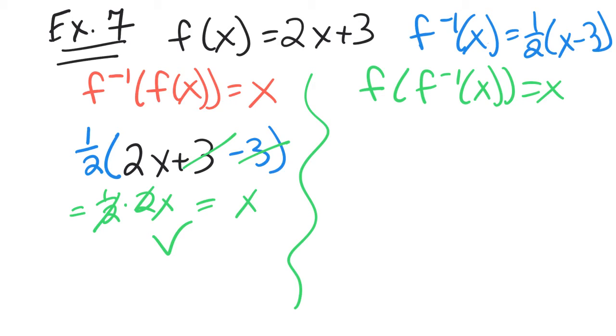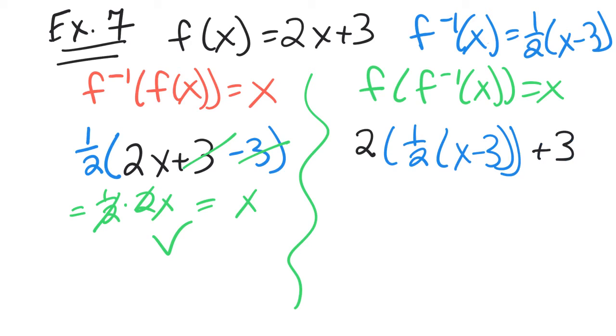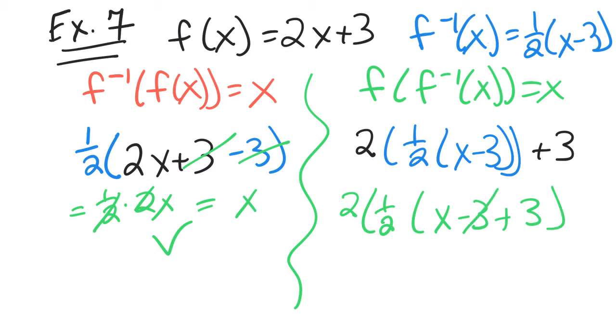Let's do the other side now. Here we have the original function, 2 times, and in place of x, we're plugging in f inverse of x. So 1/2 of x minus 3, and plus 3. Let's simplify this a bit. We see 2 times 1/2 of x minus 3 plus 3, these cancel, and we see x. So we're good.